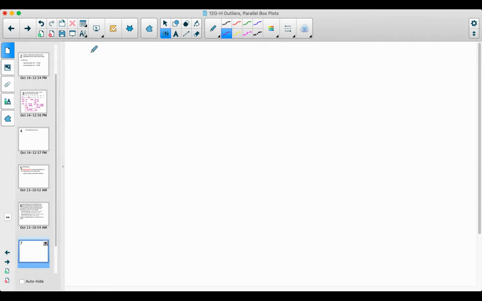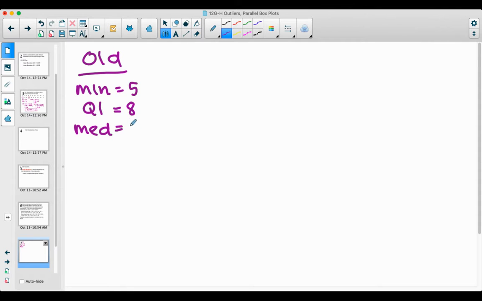So I'm going to go to a new sheet here, and our old, I'm just going to go our 5 number summary. So our min is going to be 5, our Q1 is 8, our median is 10, our Q3 is 12.5, and our max is 21. Other things that we will want to know are our IQR. So our IQR is our Q3 minus Q1, which gives me 4.5.